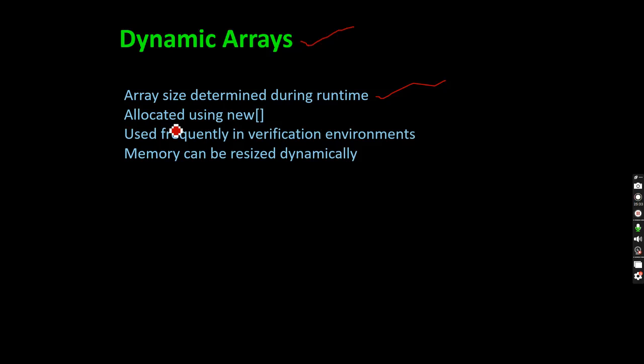So how can we allocate the memory? We can use the new construct, with new and square brackets. It is used frequently in the verification environment. In SystemVerilog, dynamic arrays are especially used for verification, and most verification constructs are there. The memory can be resized dynamically. Resize means we can change the memory in the runtime itself. Let's say we have 20 memory locations right now, we can change to 30 in the runtime. That flexibility comes. How can we change it?